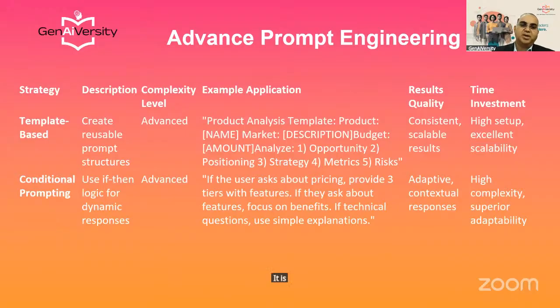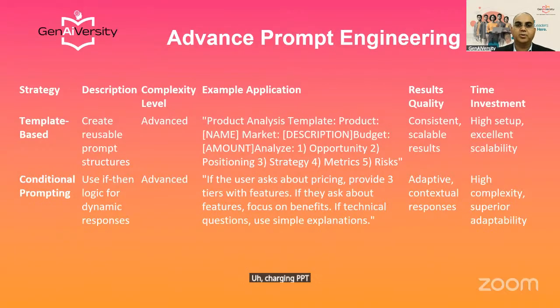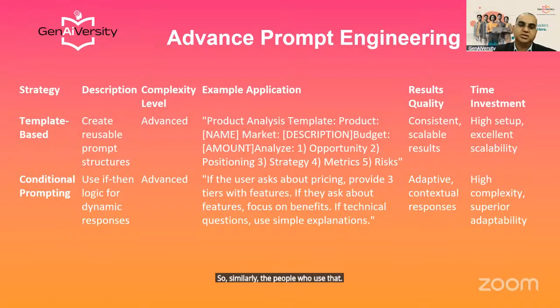Prompt engineering doesn't mean that people who can write a one-liner, two-liners on ChatGPT think that they know how to do prompt engineering. No, that's not going to give you the expected results. Like any classroom, there are top performers because they focus, they pay attention to every detail. There are least performers too. Similarly, with the same knowledge, AI also behaves the same way. It is all in your control and how you apply all the rules and conditions, right?